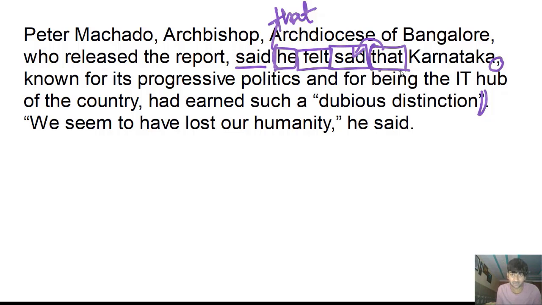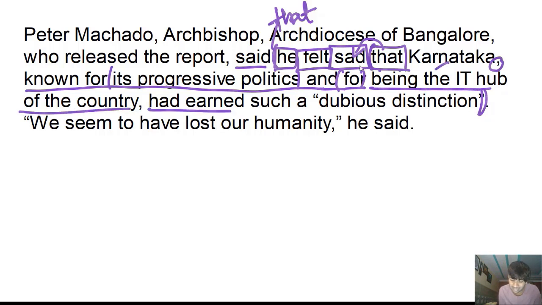That is the conjunction of this adjective clause. Karnataka is the subject. Known for this is a past participle phrase giving extra information about Karnataka. Karnataka, that is known for two things: first, its progressive politics, and second, being the IT hub of the country.